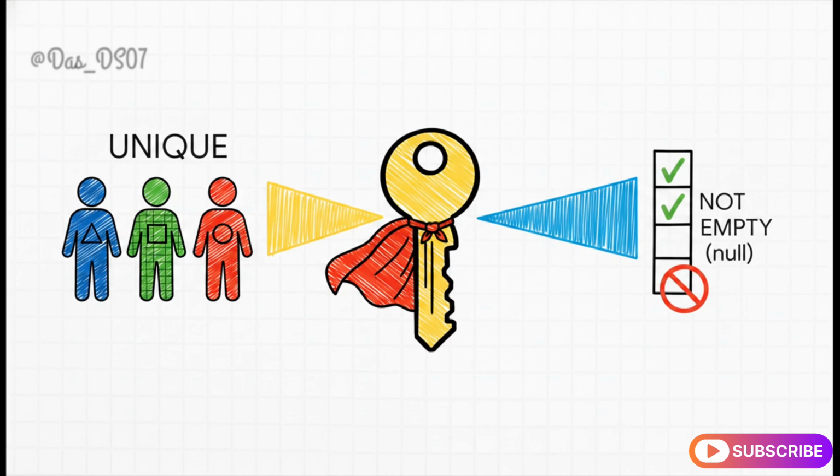So that's the big takeaway. A primary key gives a column two superpowers. Its values must always be unique, and they can never, ever be empty, or what programmers call null. It means every student must have an ID, and every student's ID must be different from everyone else's. This one simple rule is the absolute foundation of clean, reliable, and most importantly, connected data.